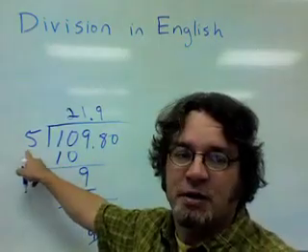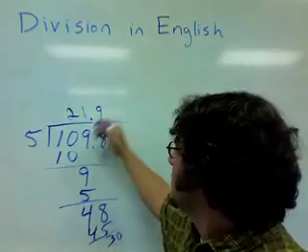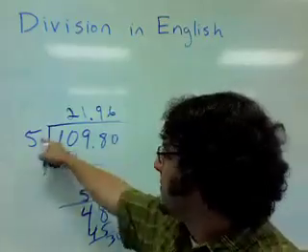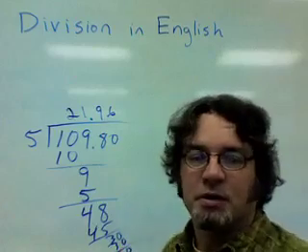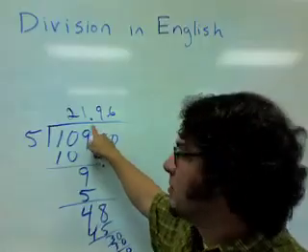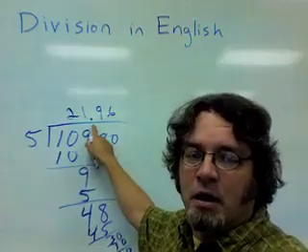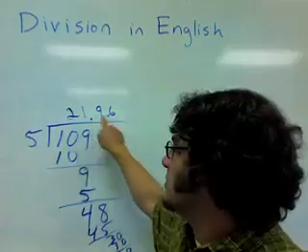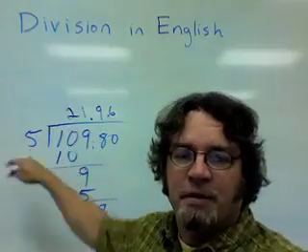How many times does 5 go into 30? The answer is 6. 6 times 5 is 30, and then that results in 0 if you subtract this number from this number. And so the answer in dividing the bill would be $21.96 for each person in a group of 5.